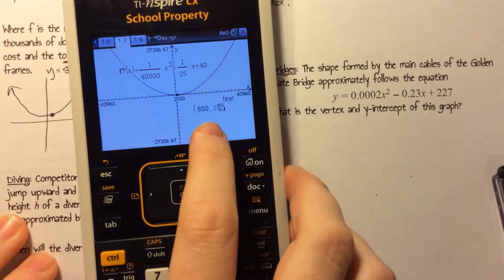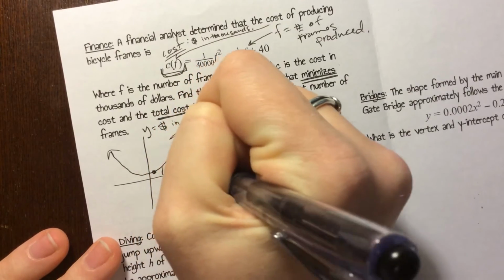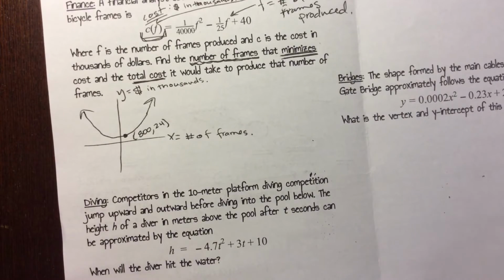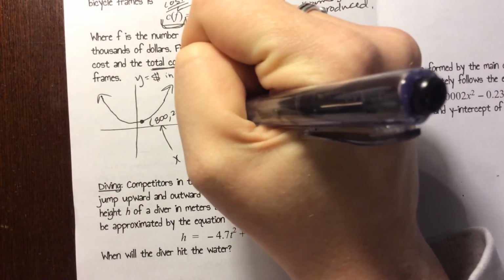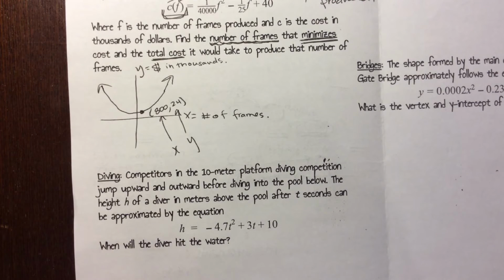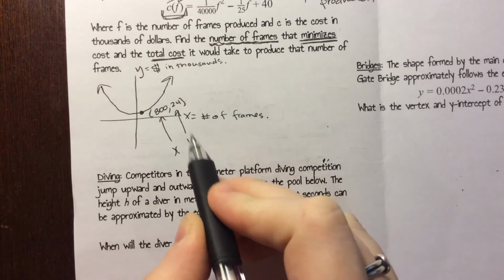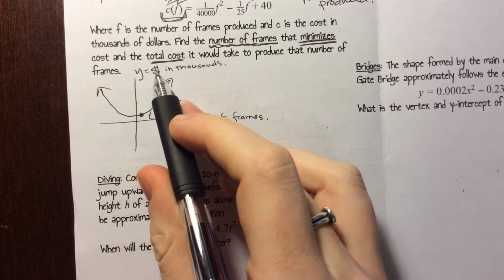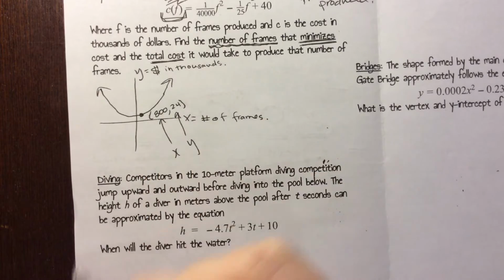So that minimum point is 800, 24. So if I label it 800, 24, we got to know what that 800 represents and what the 24 represents. So 800 is the x, 24 is the y. So what does the x represent? What does the y represent? Well, the x represents the number of frames. The y represents how much money it costs to make those frames. That's $24,000, because that's a cost in thousands.